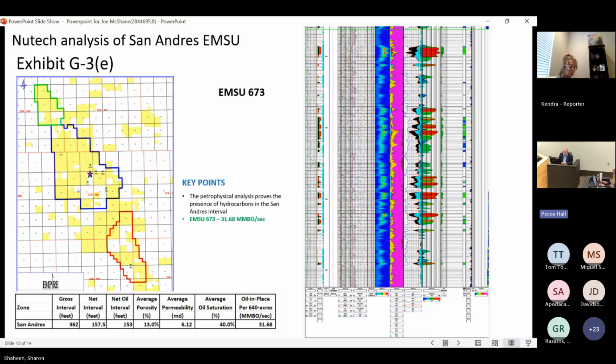And I can't recall whether we talked about this with the last slide and the last well, but here in green, you've got an oil in place number. Correct. We did mention it in the last one, and this one we're calculating out 31.68 million barrels per section. Again, a very similar number, still on top of the structure itself. And this well is located on top of the structure? The structural trap, yes. Okay. And that's significant for the same reason as it was significant for the EMSU 658. Is that right? That's correct.